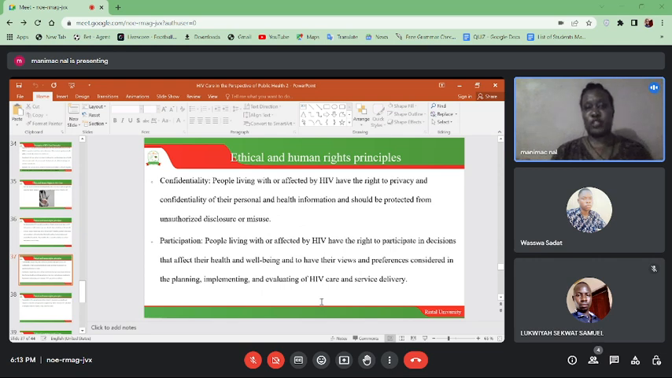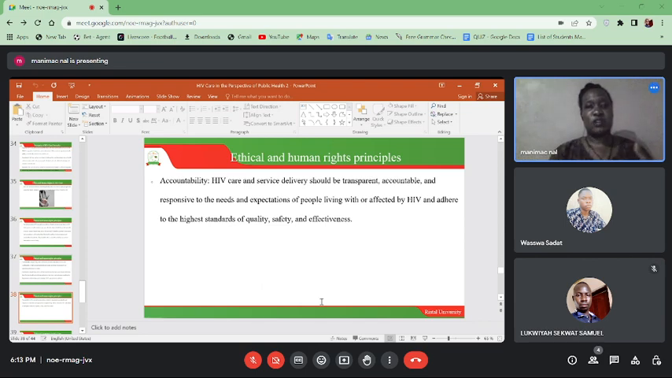Then participation is another ethical principle. This principle lets us know that they should get involved. They have a right to participate in making decisions that are affecting their lives or their health. Whatever they prefer, we should take into consideration when we are planning, implementing, and evaluating this HIV care and service.